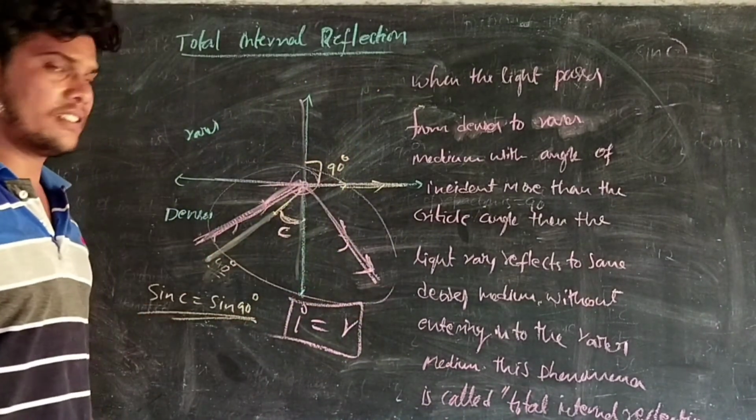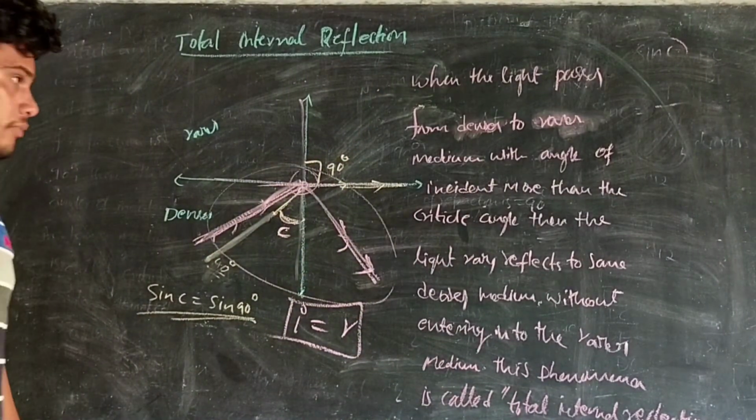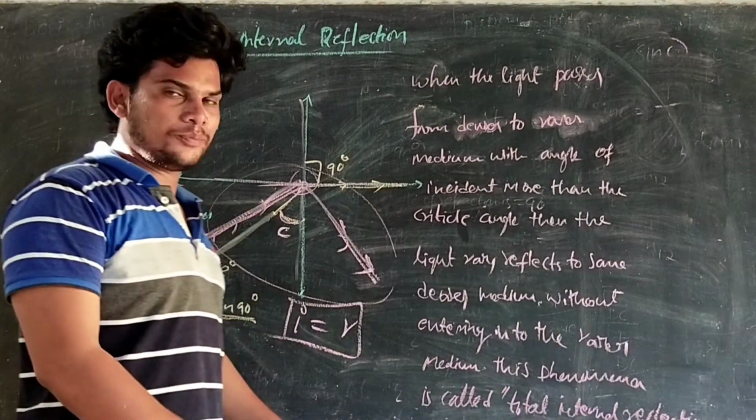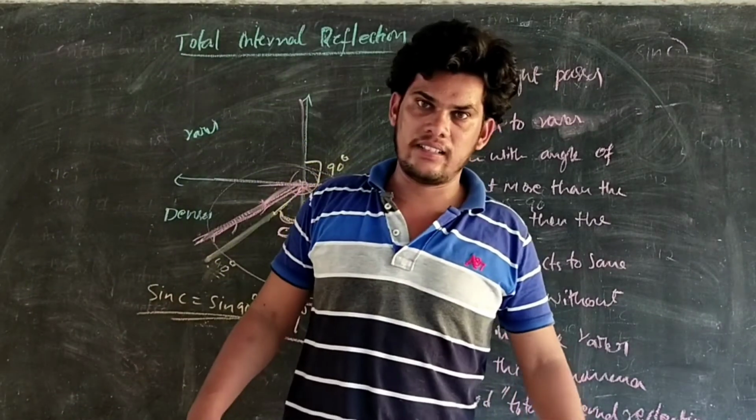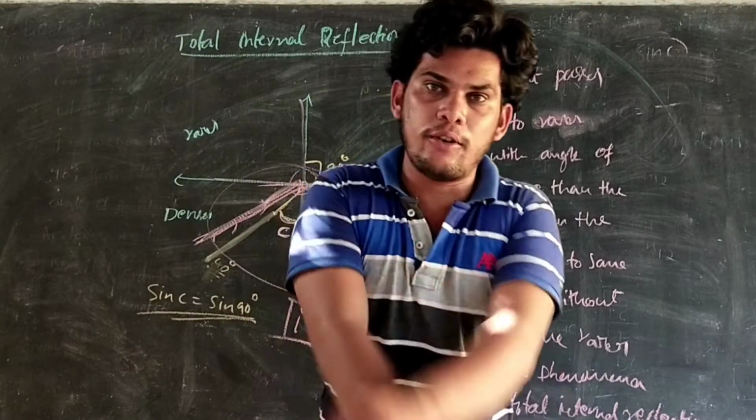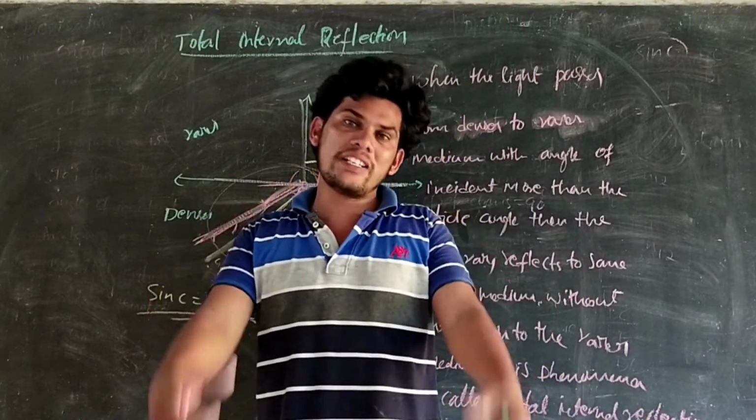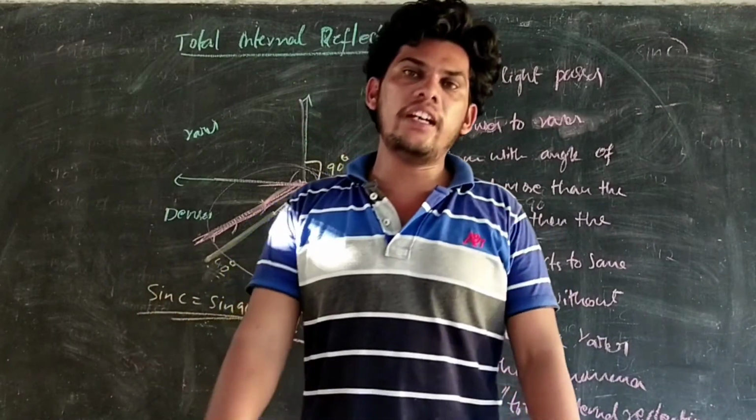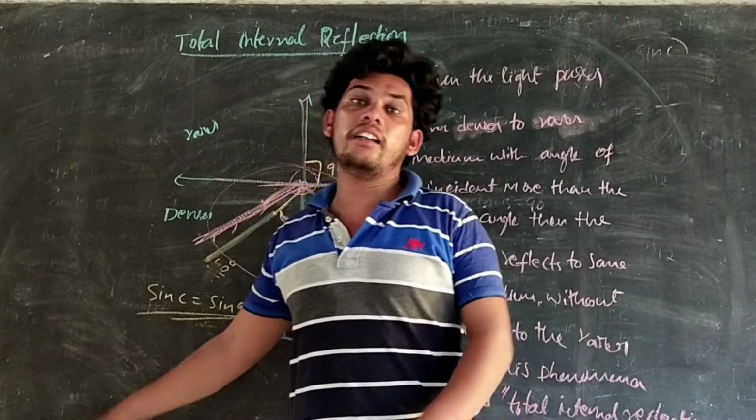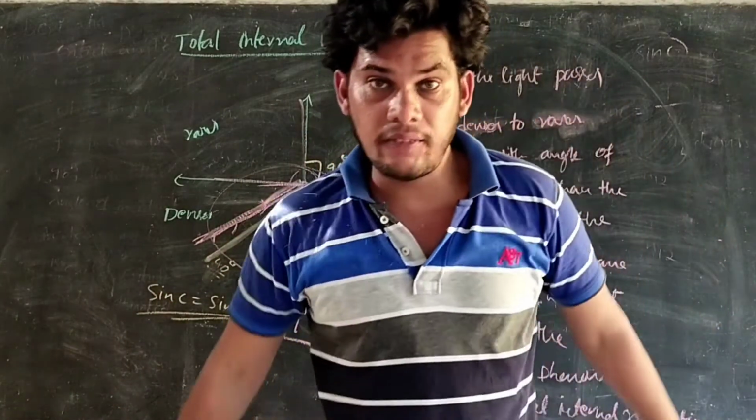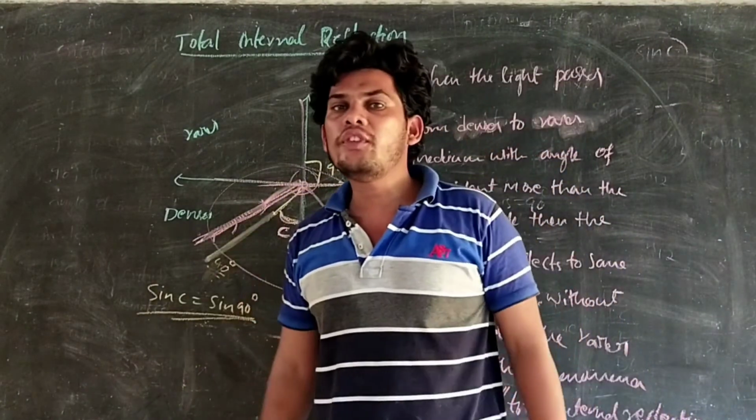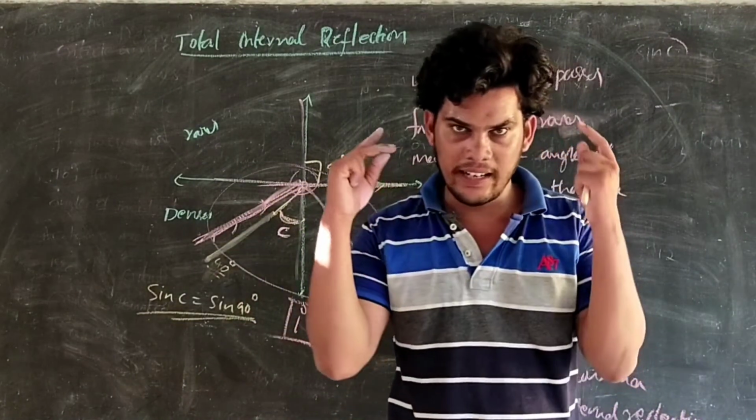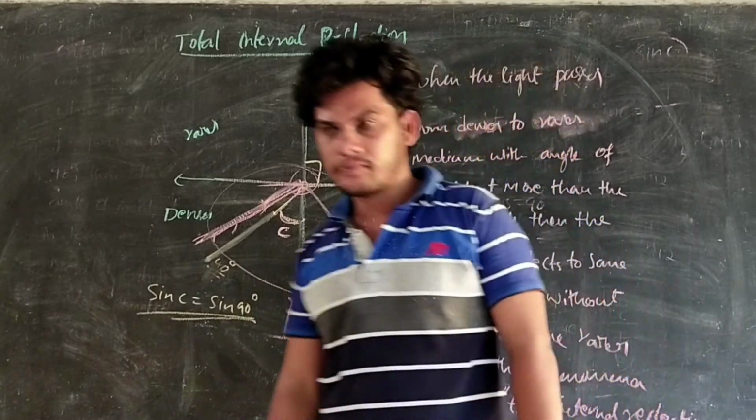So it also obeys the second law of reflection. This is about total internal reflection. Now we are going to discuss the applications of total internal reflection, and in which ways total internal reflection and refraction of light are useful in our day-to-day life. Let's get to know about them.